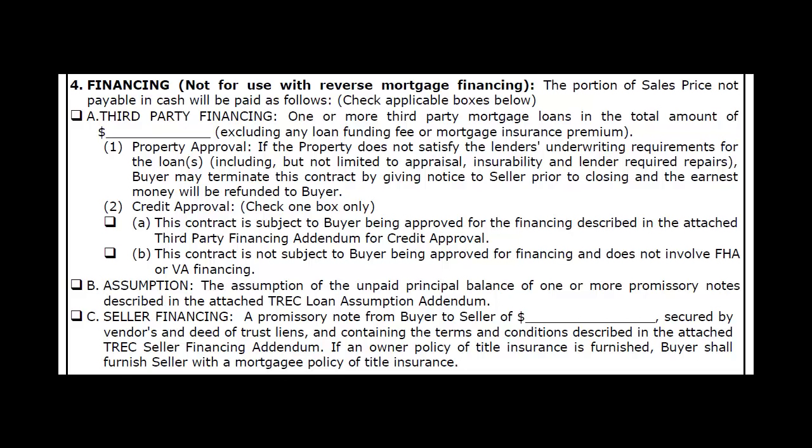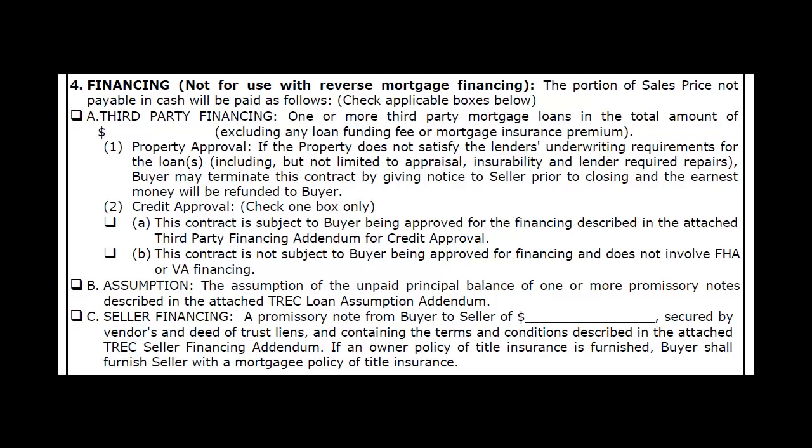Okay, this is cool, this paragraph here. If the appraisal comes in low, or there are lender-required repairs that can't be resolved, the buyer may terminate the contract and get an earnest money refund. And the protection on this paragraph lasts until closing. Doesn't matter what you put in the third-party financing addendum, the property approval protection lasts until closing.